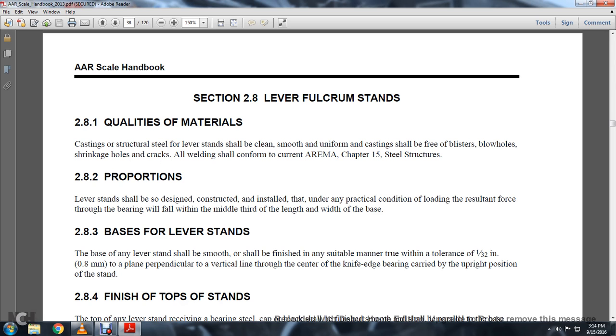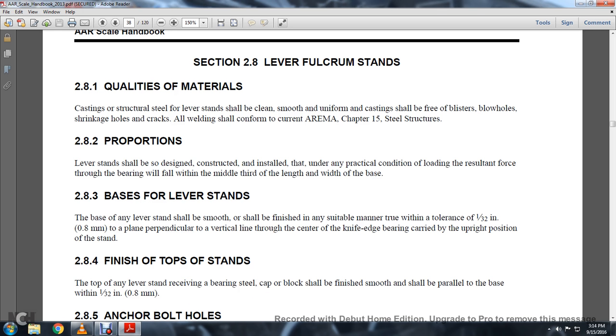2.8.4 Finishing the top of the stands. The top of any lever stand receiving the bearing, the steel cap or ball, shall be finished smooth and shall be parallel to the base within 1/32 of an inch.